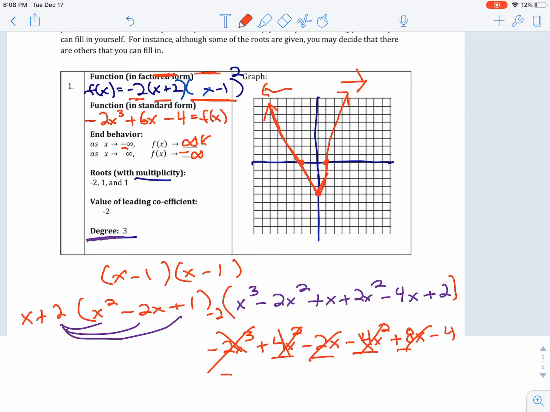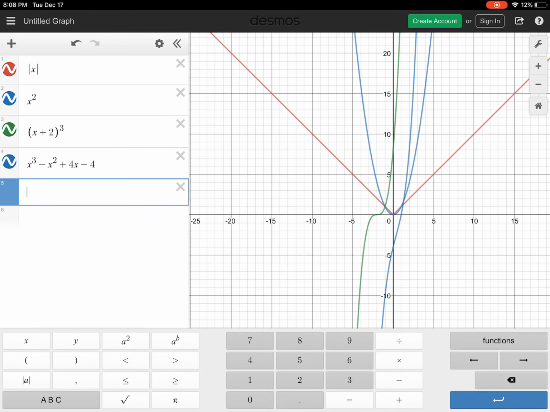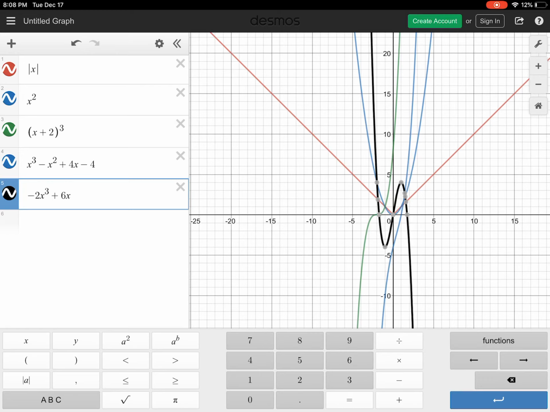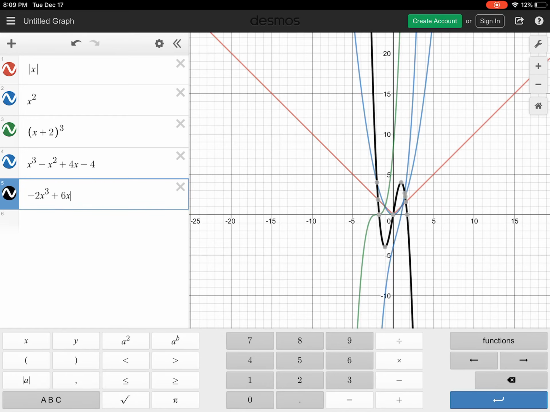And just to be sure, I want to plug this into Desmos to just kind of see what it looks like. So I have negative 2x cubed plus 6x minus 4. What was it, minus 4 or plus 4? It's going to be minus, because it had a y-intercept of negative 4, right? Whoa, what did that do? Okay, there it is. So how did we do?